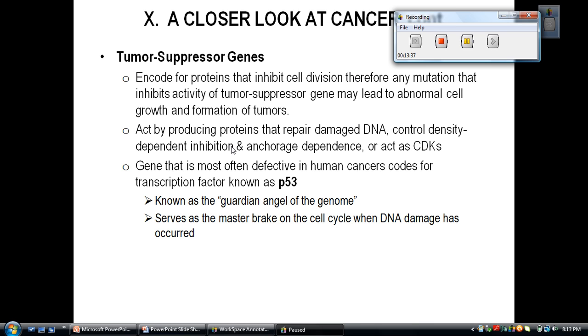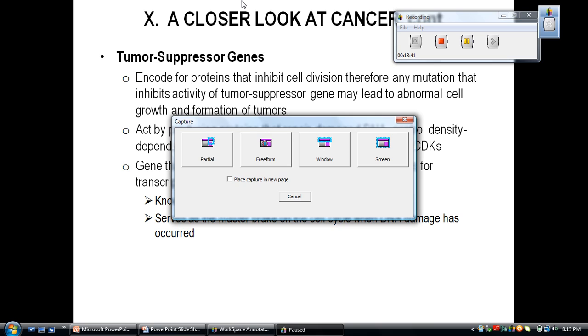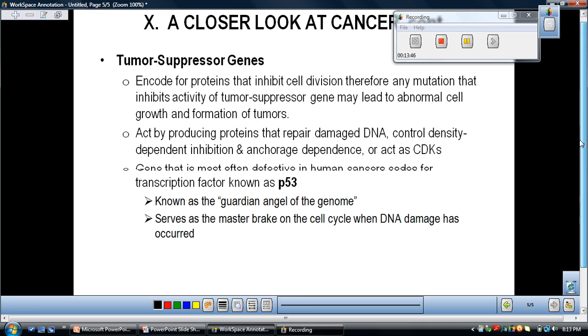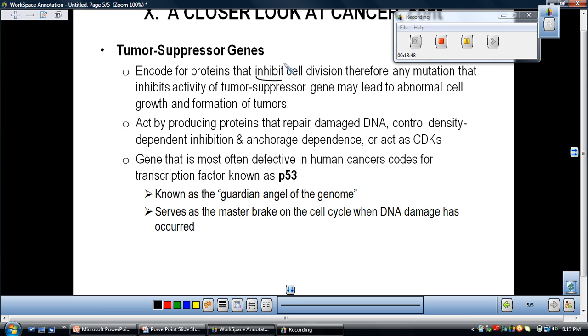Okay, so in addition to the RAS proto-oncogene, another way that cancers can form is by tumor suppressor genes. So we're going to talk for a minute about these. Tumor suppressor genes, like we mentioned earlier, encode proteins that, here's the key word, inhibit cell division. These are genes that are supposed to slow down cell division, and therefore any mutation that inhibits the activity of one of these can lead to cancer, can lead to tumors. It's kind of hard to think about tumor suppressor genes, but everybody possesses these type of genes.